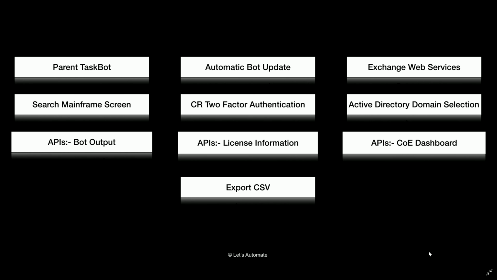So there you have it. These are the new features available in the latest release of Automation Anywhere version 11.3.4. You can take a screenshot of this or make a note of this list of features.